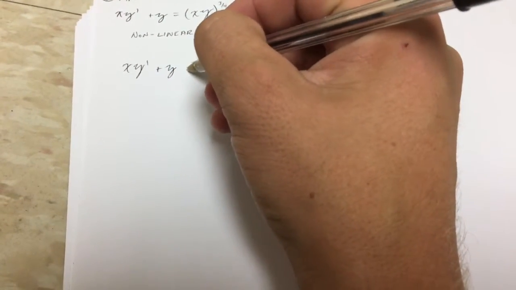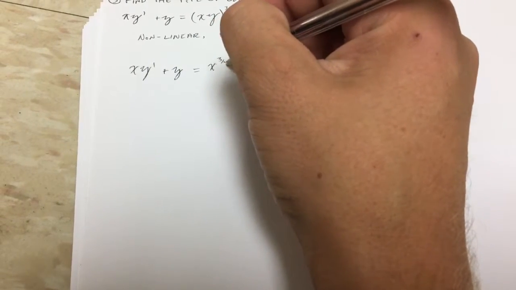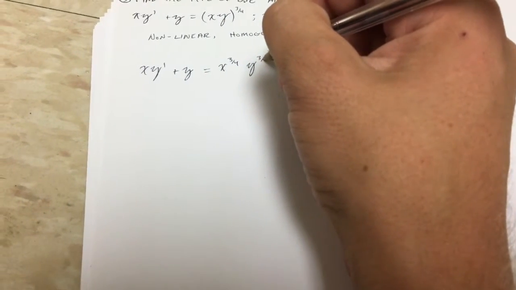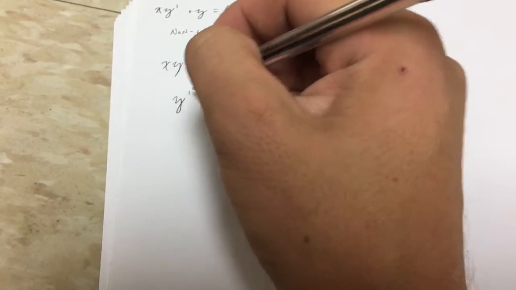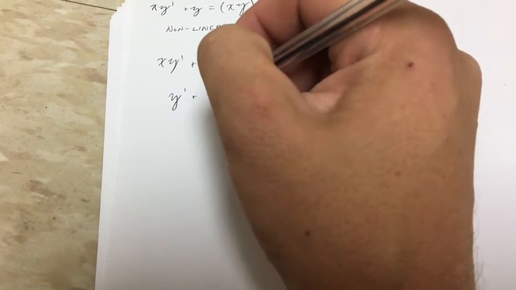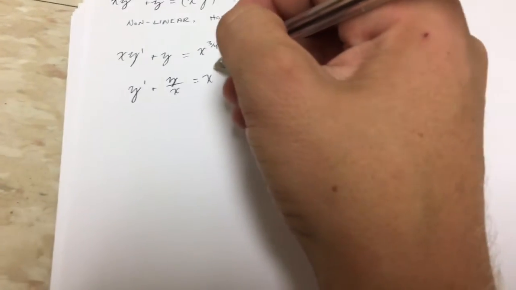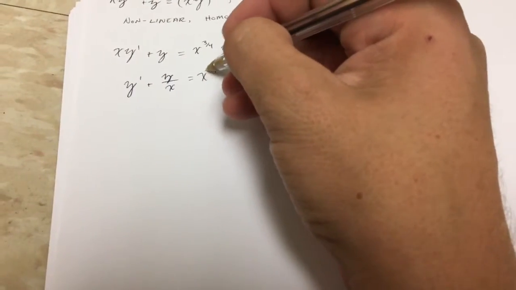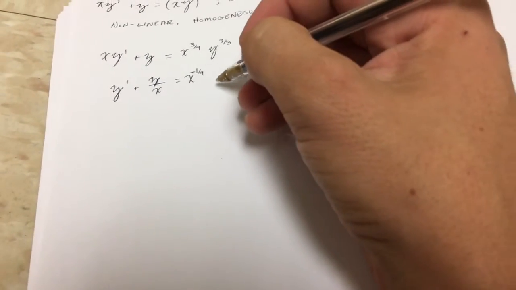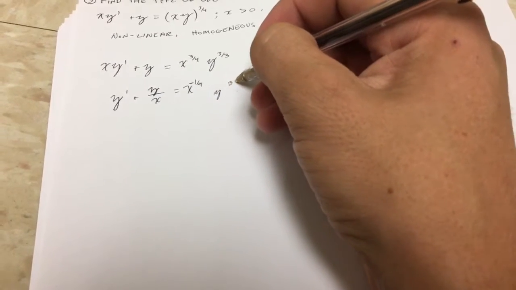So now we have that xy' plus y equals x to the 3/4 times y to the 3/4. And we can divide x from both sides and get y' plus y over x equals x to the negative 1/4 times y to the 3/4.